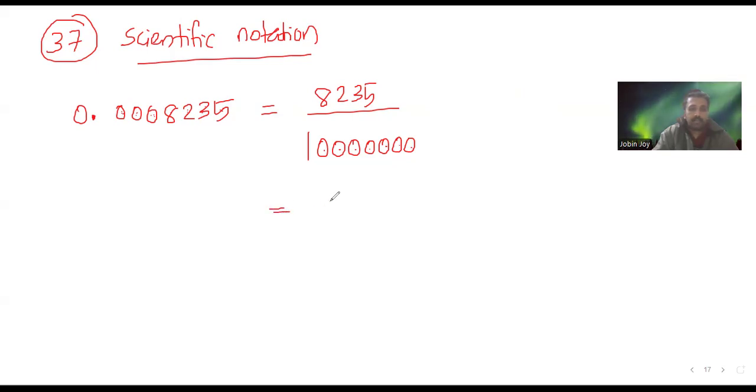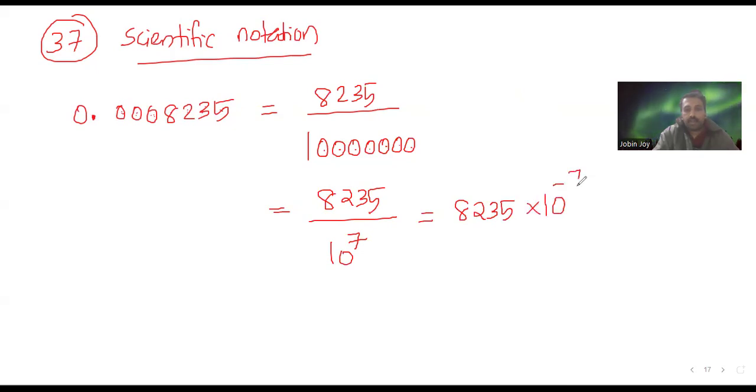Okay. So this will be equal to 8235 divided by 10 raised to 7. So this will be equal to 8235 into 10 raised to minus 7. This is called a scientific notation. 8235 into 10 raised to minus 7.